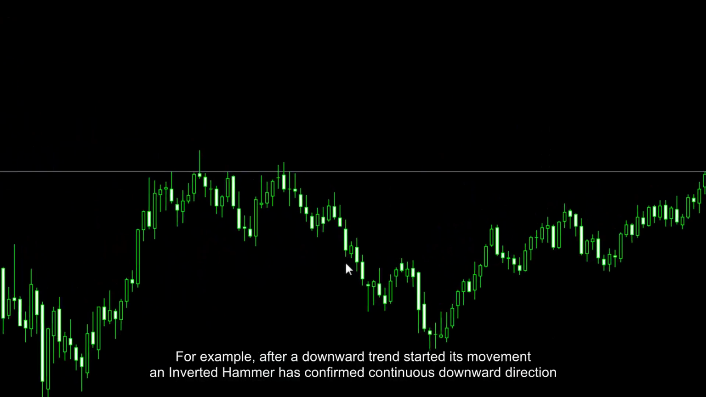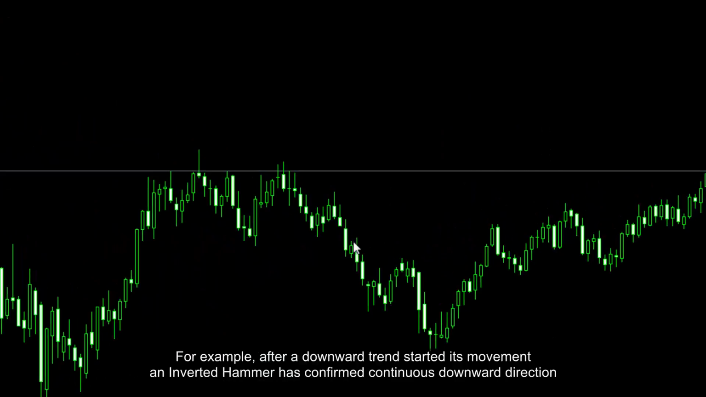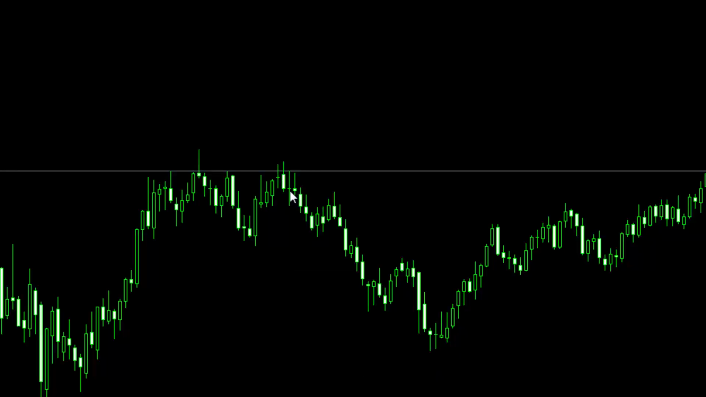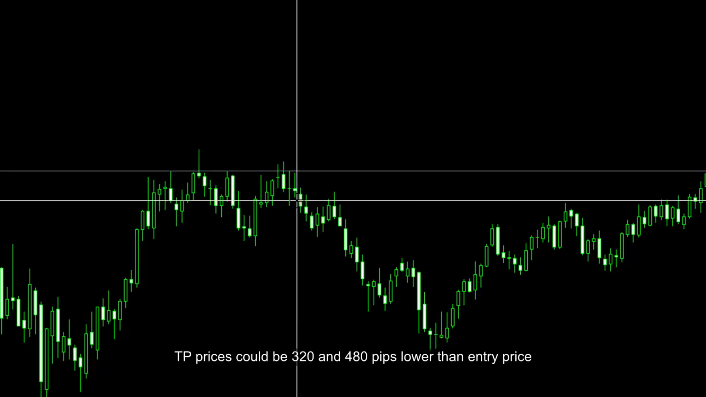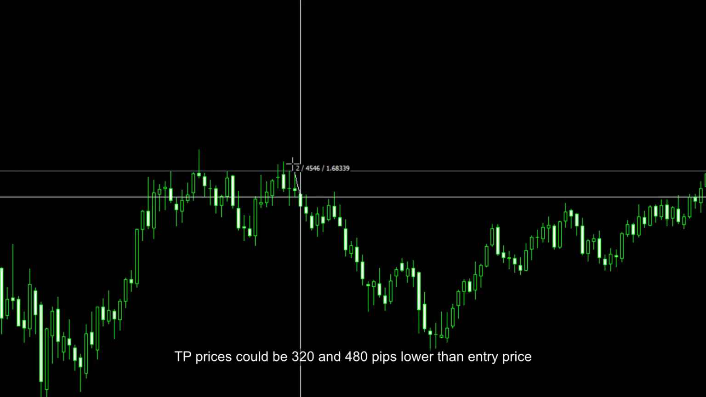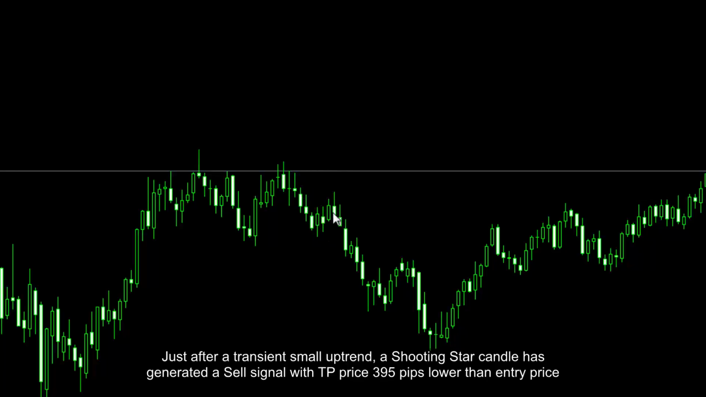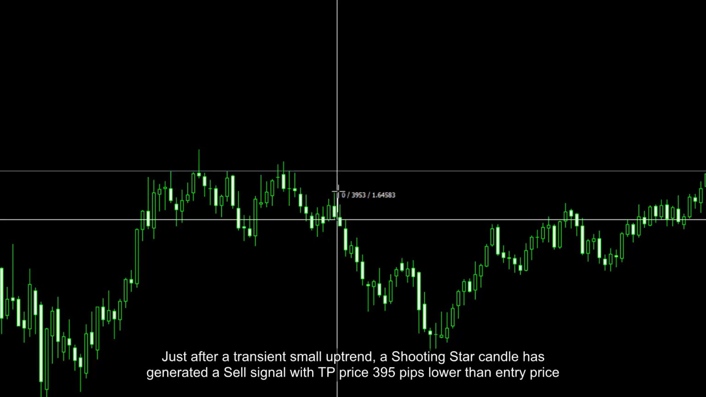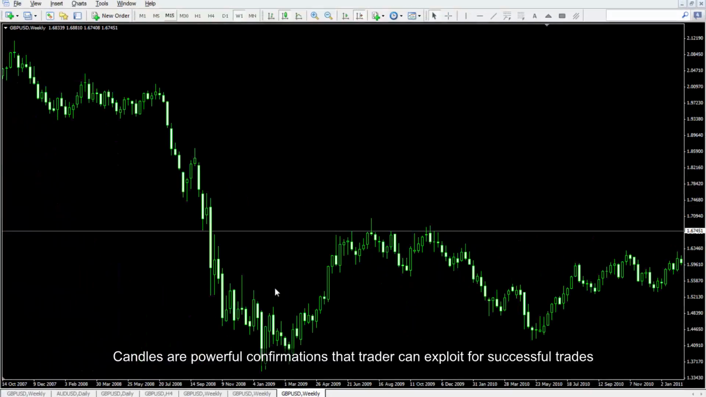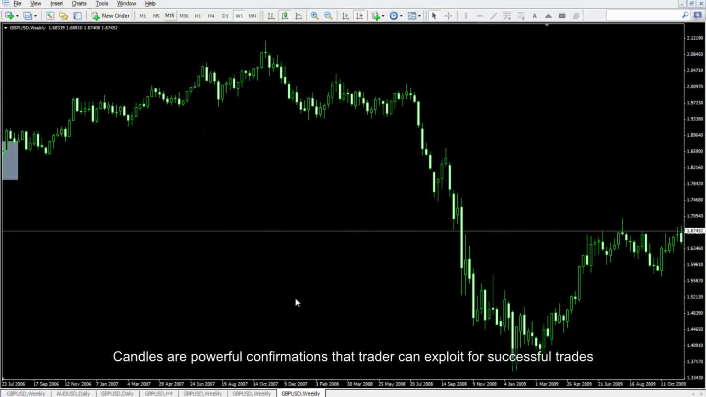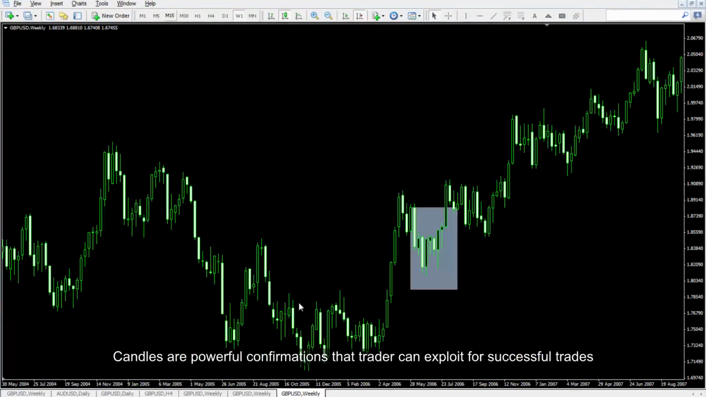For example, after a downward trend started its movement, an inverted hammer has confirmed continuous downward direction. TP prices could be 320 and 480 pips lower than the entry price. Just after a transient small uptrend, a shooting star candle has generated a sell signal, with TP price 395 pips lower than the entry price. Candles are powerful confirmations that a trader can exploit for successful trades.